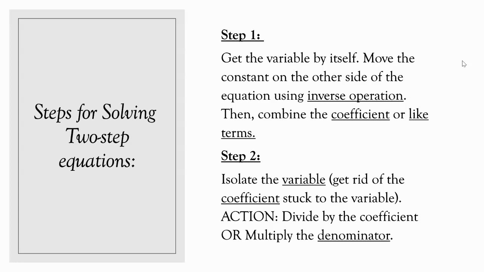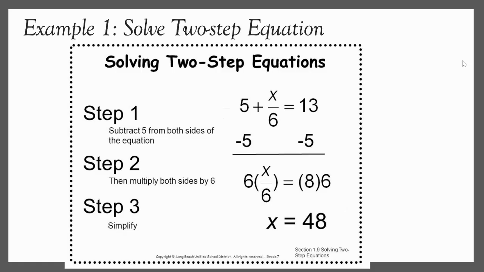The steps are still the same. We're going to get the variable by itself, move the constant on the other side of the equation using inverse operations. Then you're going to combine the coefficients or like terms. And then finally, step 2 says you're going to isolate the variable, get rid of the coefficients stuck to the variable. And then your action is you're either going to divide by the coefficient or multiply by the denominator. And again, I'll go more in depth in the other video.